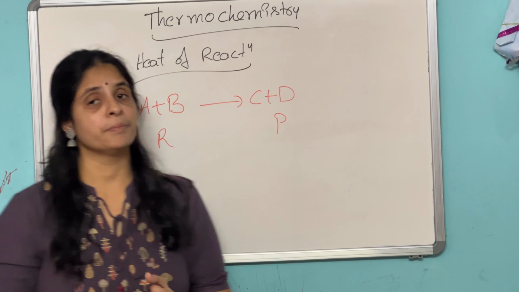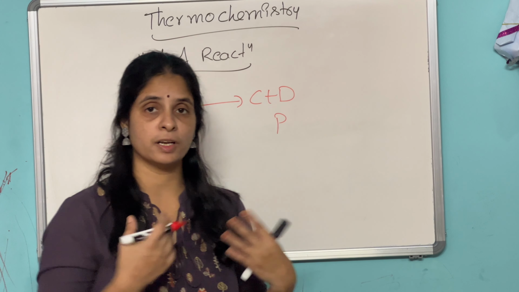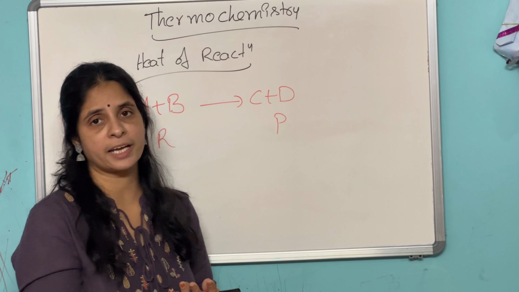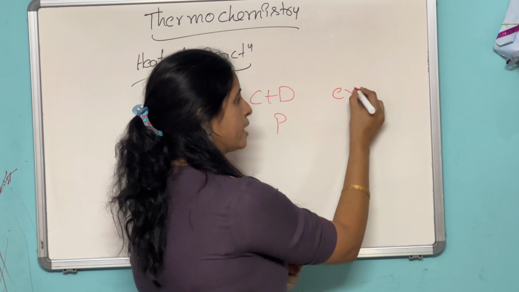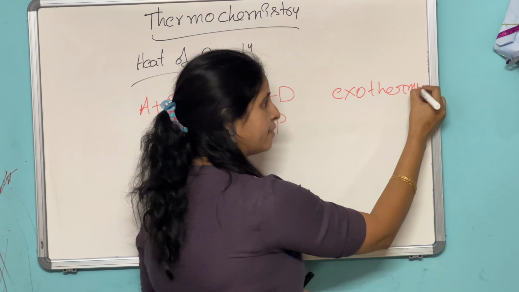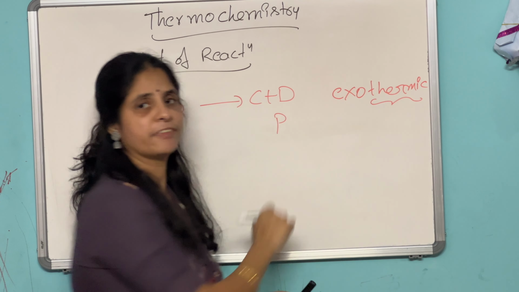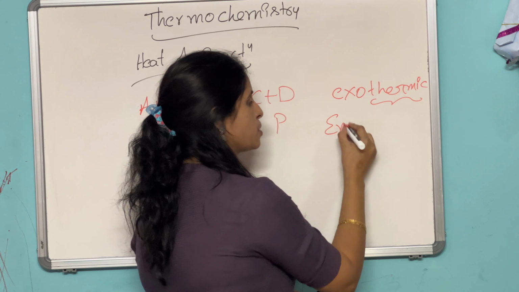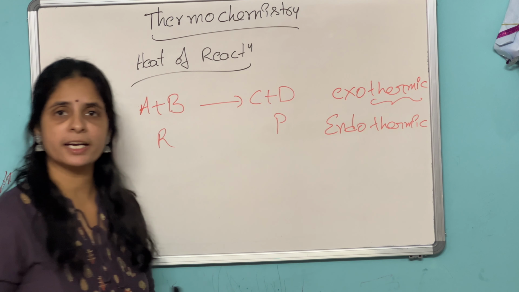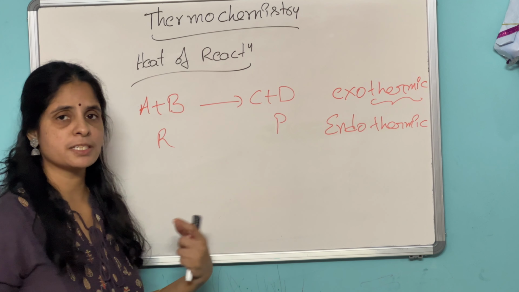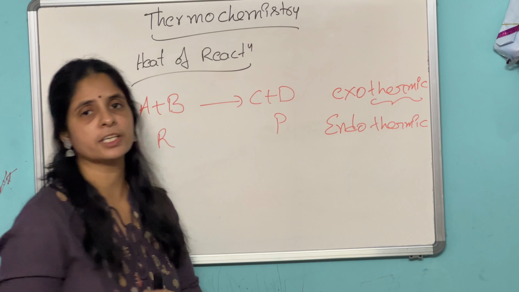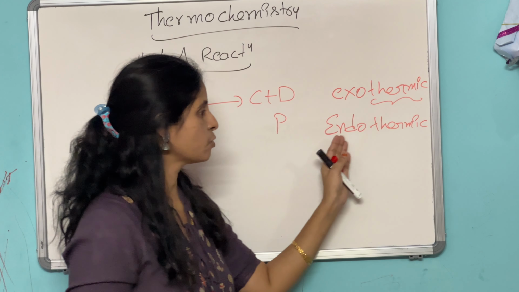Heat change means many reactions may take place by the evolution of heat or by the absorption of heat. If heat is released in any chemical reaction, we call that an exothermic reaction. Exo means given out and thermic means heat: heat given out. Endo means absorption. If any reaction takes place by the absorption of heat, meaning if you give some amount of heat to these reactants, then only they will be converted into products, we call those reactions endothermic.